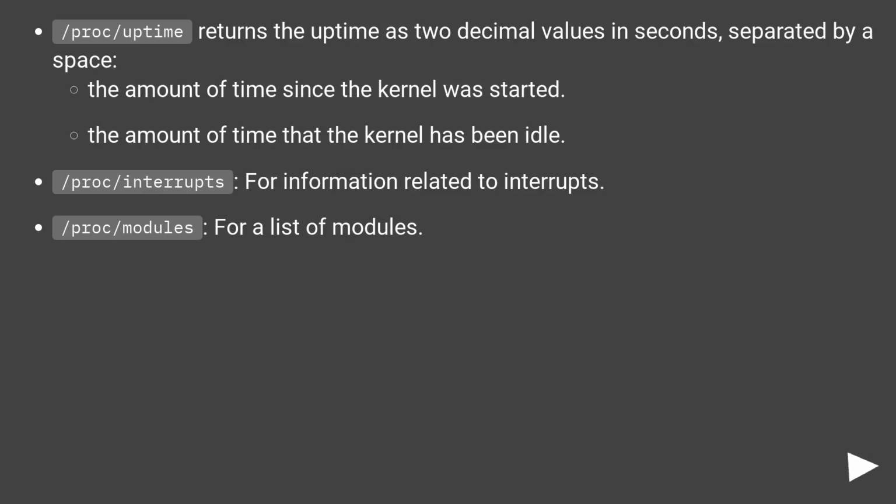/proc/uptime returns the uptime as 2 decimal values in seconds, separated by a space. The amount of time since the kernel was started. The amount of time that the kernel has been idle. /proc/interrupts, for information related to interrupts. /proc/modules, for a list of modules. For more detailed information see man proc or kernel.org.